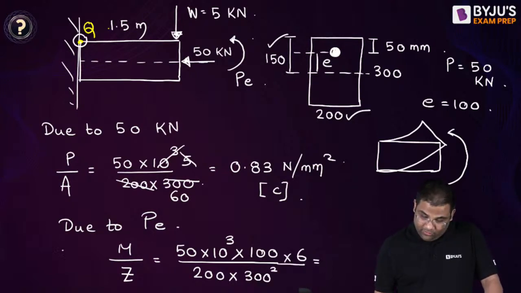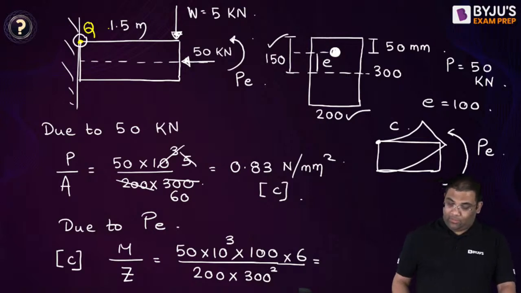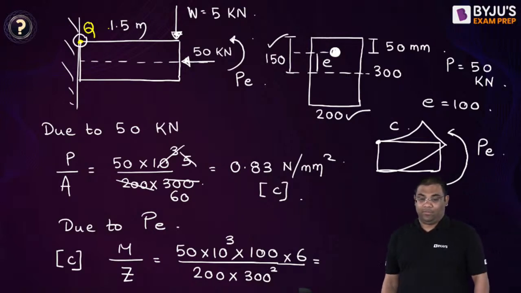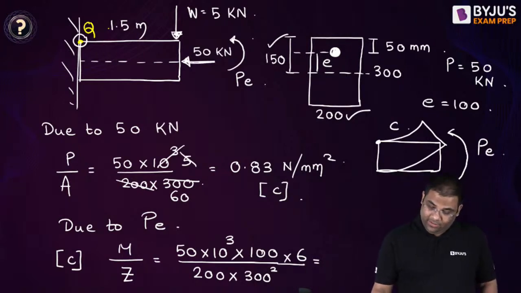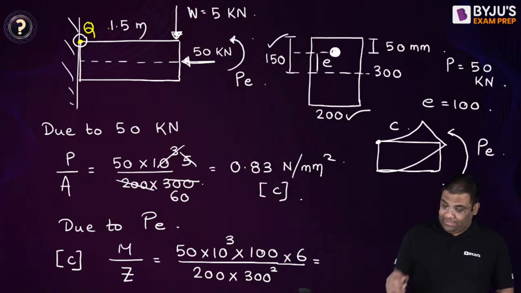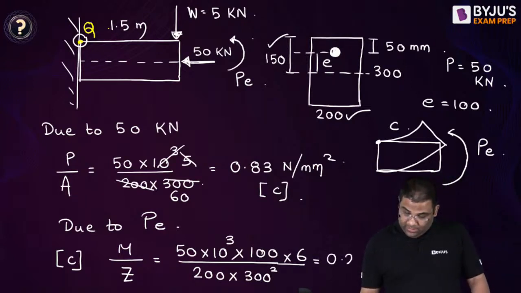And this will be compression only, because due to this P into E, you are getting compression at the top. How much stress are you getting, tell me? Very easy. First, due to axial load, I am getting compression. Then, due to bending moment, due to PE, you are getting 0.27. Others also, please tell.